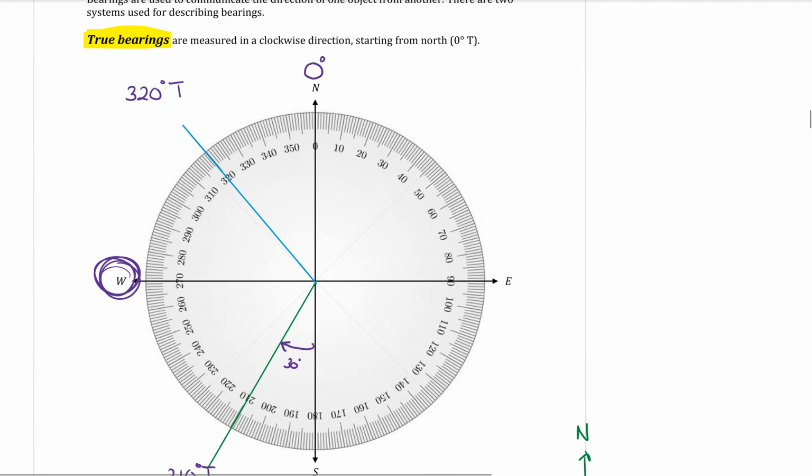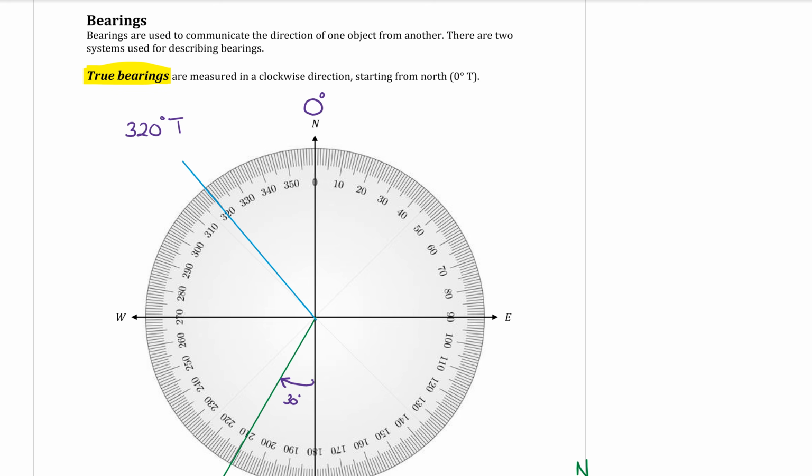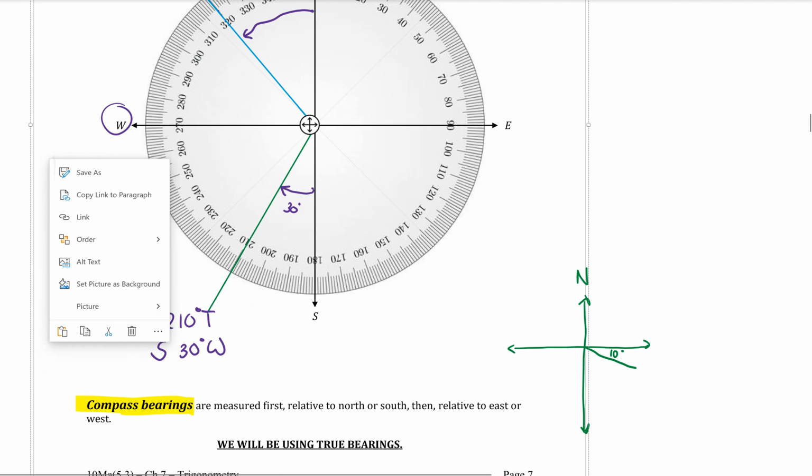Okay, for our blue line, this time we are heading towards the north side of things up here. So it would start with north, and it's how many degrees from the north towards that blue line. So that's 10, 20, 30, 40 degrees towards the west again. So they're the two types, true bearings and compass bearings.